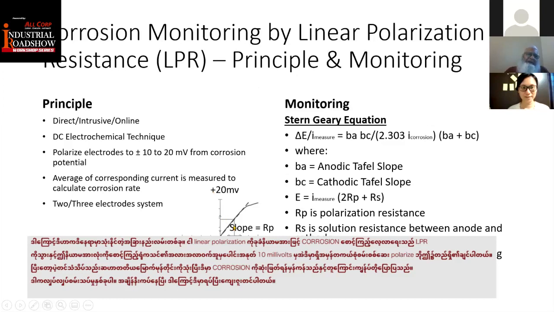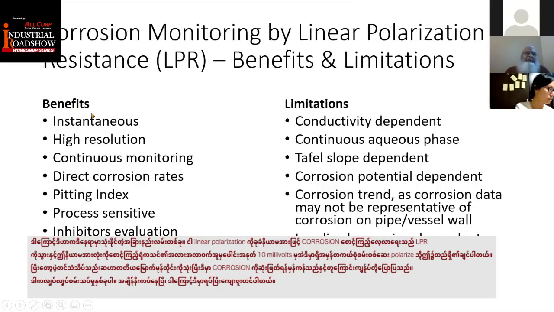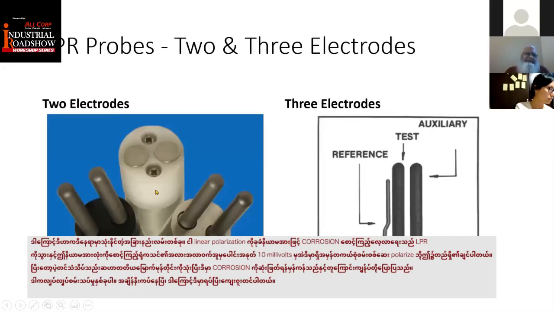We just polarize the actual probes from their corrosion potential to plus minus 10 millivolts, and then we relate that corrosion current density, or I corr, to determine the actual corrosion rate in mils per year using Faraday's law. These are the actual benefits and limitations, and this is the actual shape of the probes. This is a 2-electrode probe, this is a 3-electrode probe.